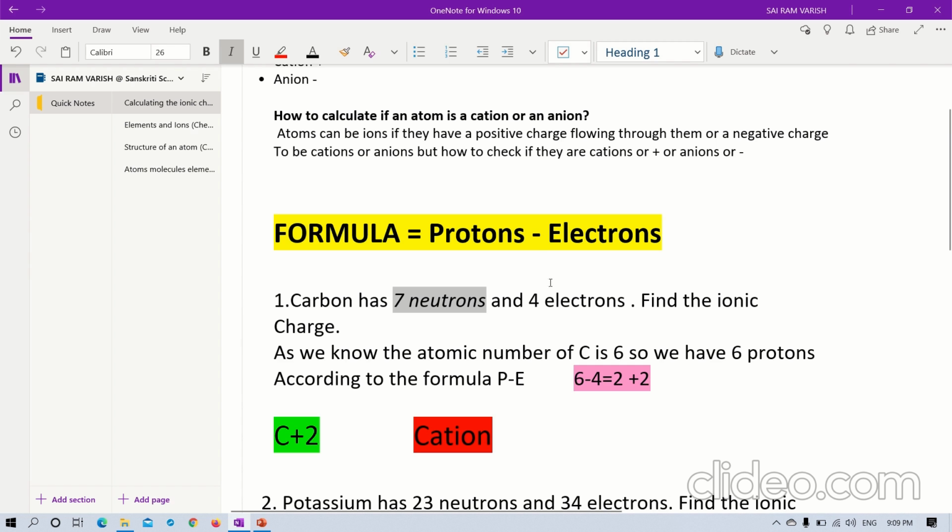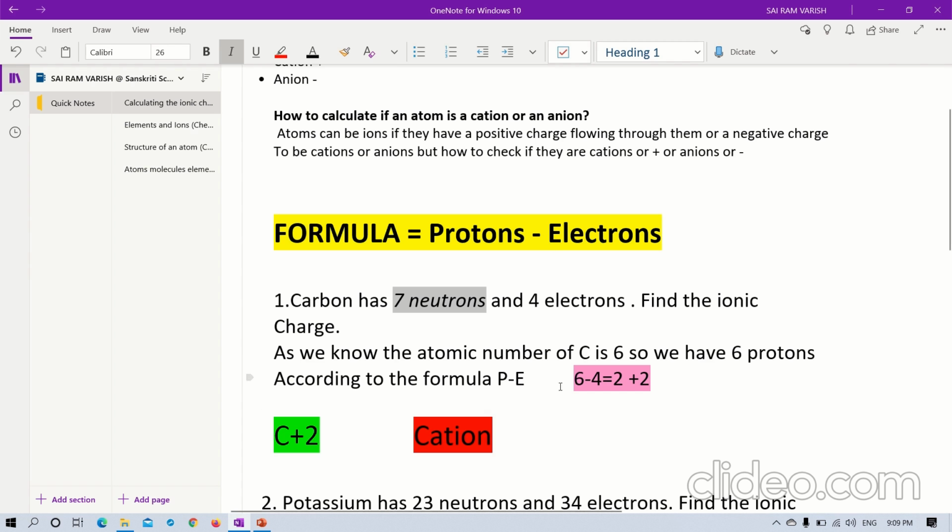Now let's follow the formula. 6 minus 4 gives us 2, or plus 2. So the ionic charge of carbon would be C with plus 2. It's plus 2, so it's compulsorily an ion, and it's a cation because it's plus 2. Let me explain the sum again. We don't have the number of protons, but the atomic number is equal to the number of protons, and the atomic number is 6, so we got the protons.